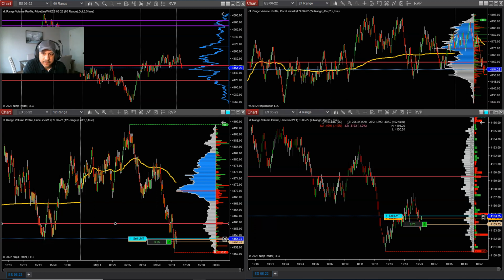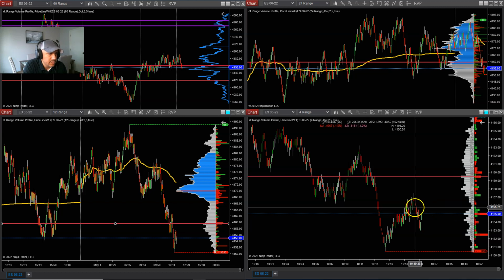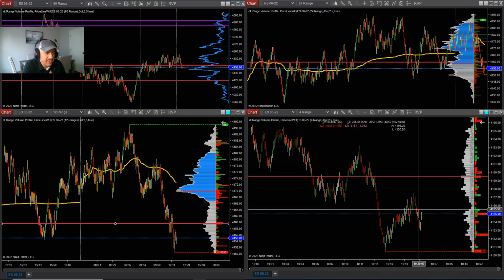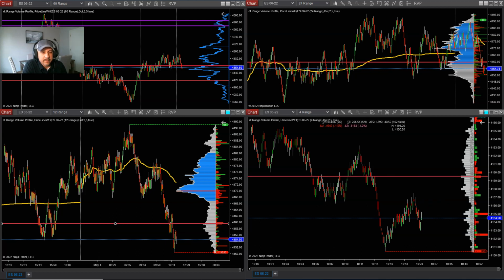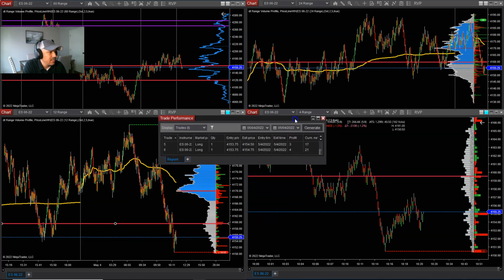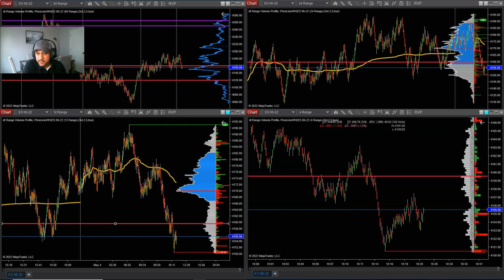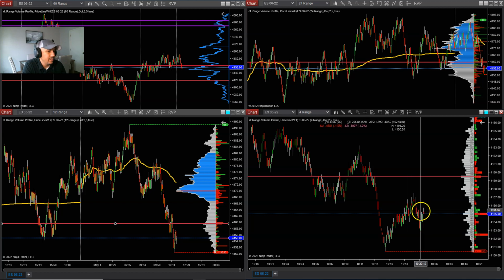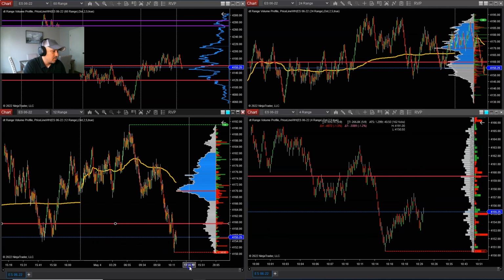Long. Okay, quick little long to this area right here, 55 and a half, 55 in that area there. All right, I'm up 21 ticks now. I had 14 ticks. What did I say? 55, 55 and a half, right back to it. This is a pullback off a micro swing.